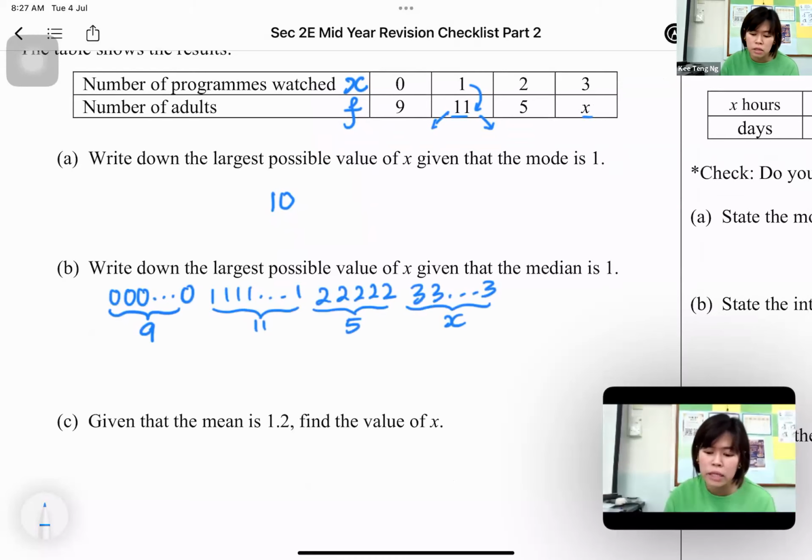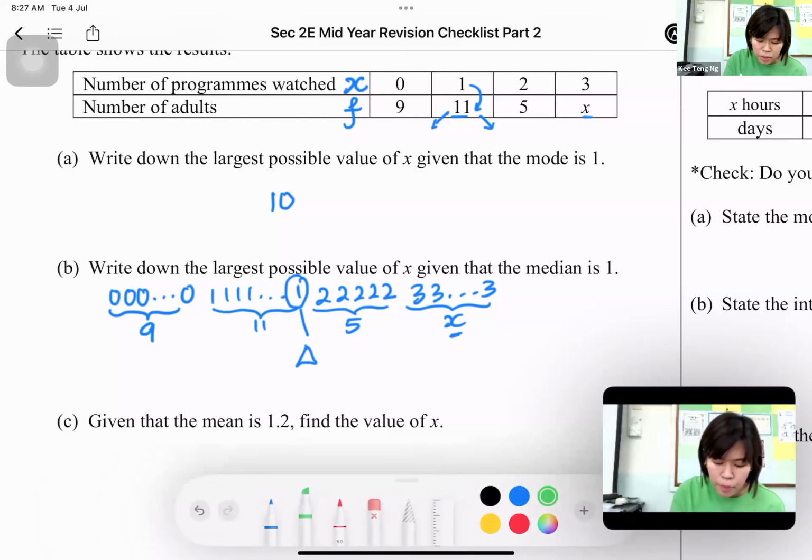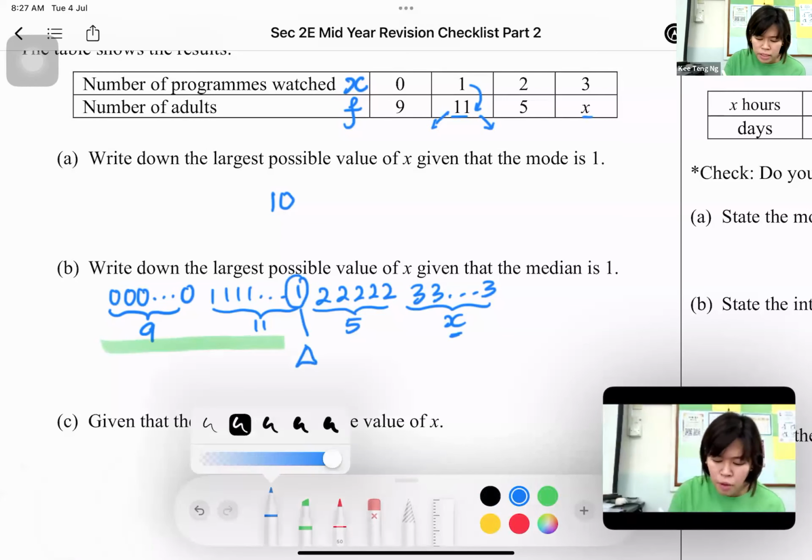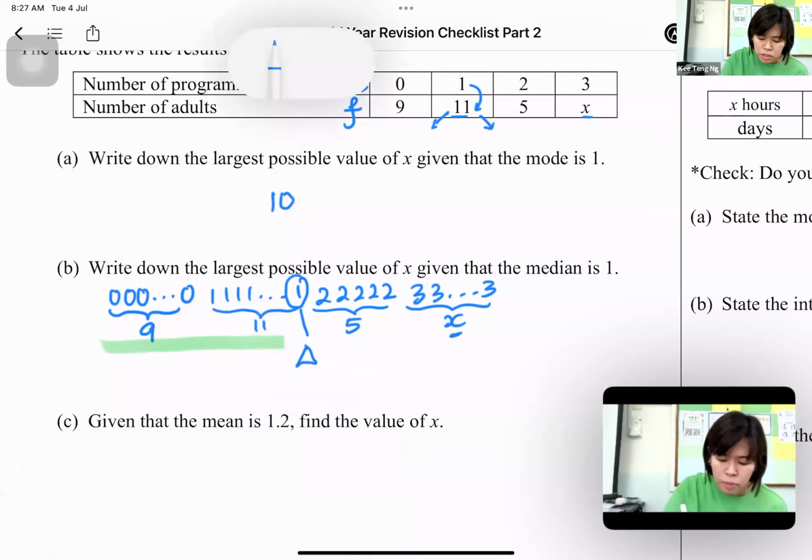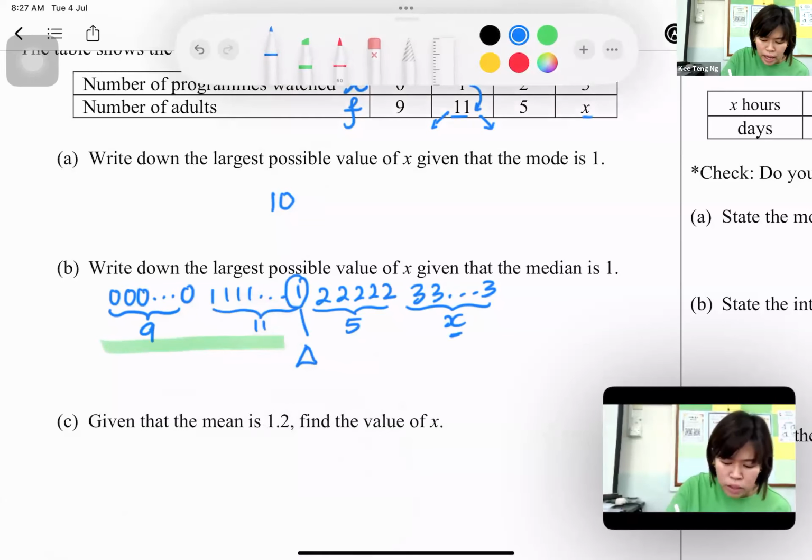So if I want the largest possible value of x, that means I need to pick a middle person, right? I want x as large as possible. That means in this case, I will choose this one to be my middleman so that the number of people on my right hand side can be as large as possible. But from the 11, I took out one person already. So I'm only left with, I took out one person to be my middleman, right?